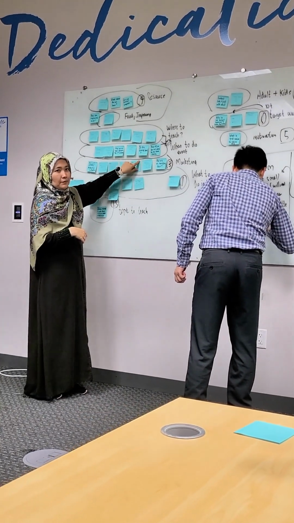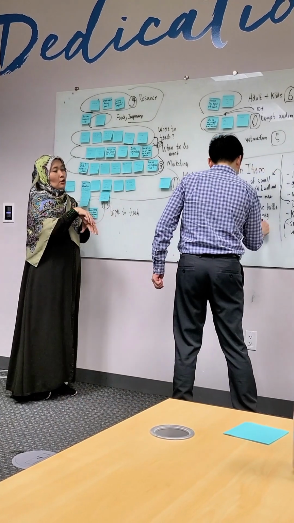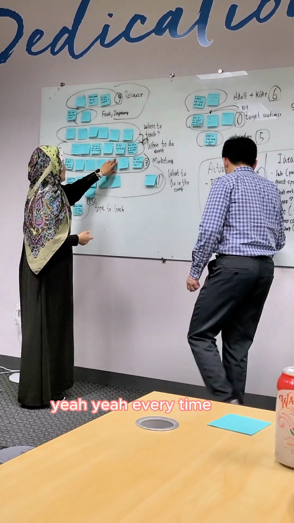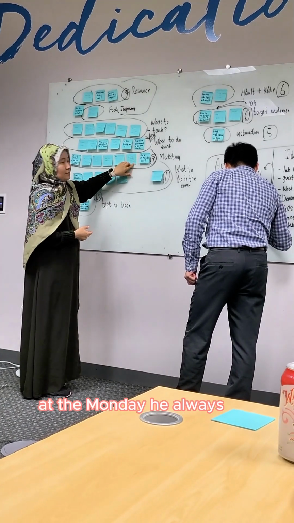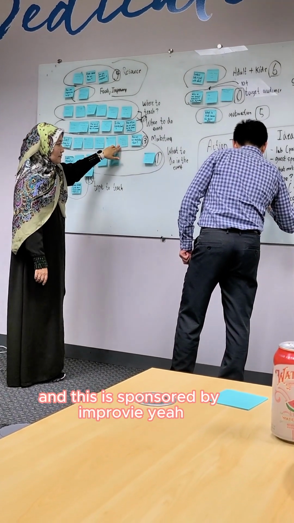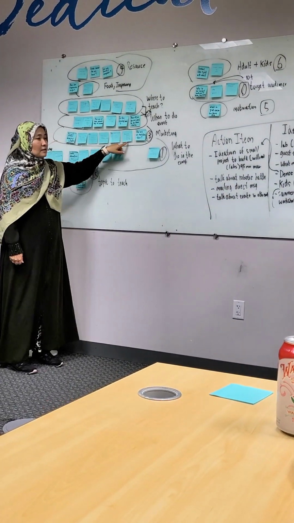For example, at ION, if we have our adults, well, hey, we have kids. Jesse always makes a blurb, right? Actually, we should mention all 3 different branches on each of them. They should always talk about that. What does Jesse do every time at the free code camp on Monday? He always says, and this is sponsored by Improving. And we are also hiring and looking for jobs.